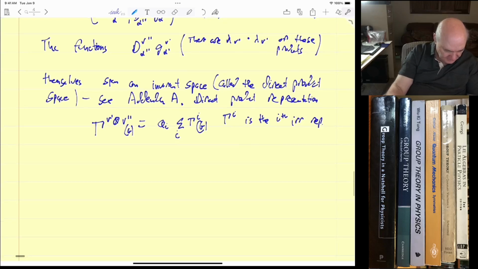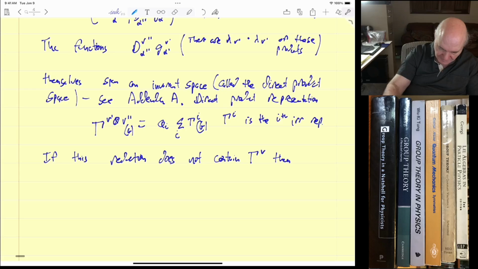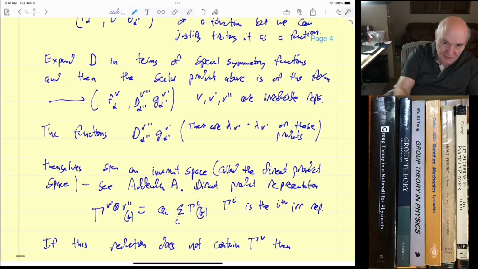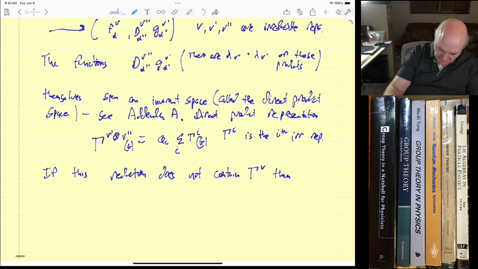So if this reduction does not contain gamma nu, then this scalar product here will vanish. So that's the main application, the selection rules.